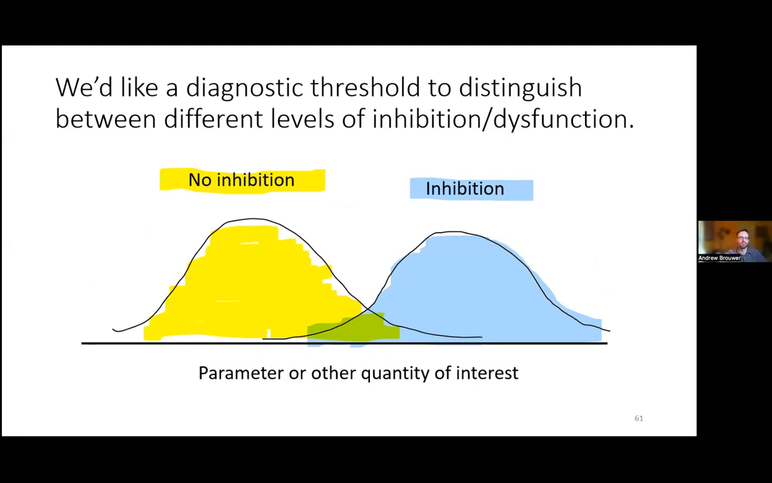So what we'd love to have is a diagnostic threshold that distinguishes between no inhibition and inhibition. This is a clinical diagnostic. If you were to take a test and the doctor says you have dysfunction or you don't have dysfunction. But there's going to be some overlap, generally speaking, in terms of the values of any test. And so if you have such a given value of a test, do we say that you have inhibition or you don't have inhibition?